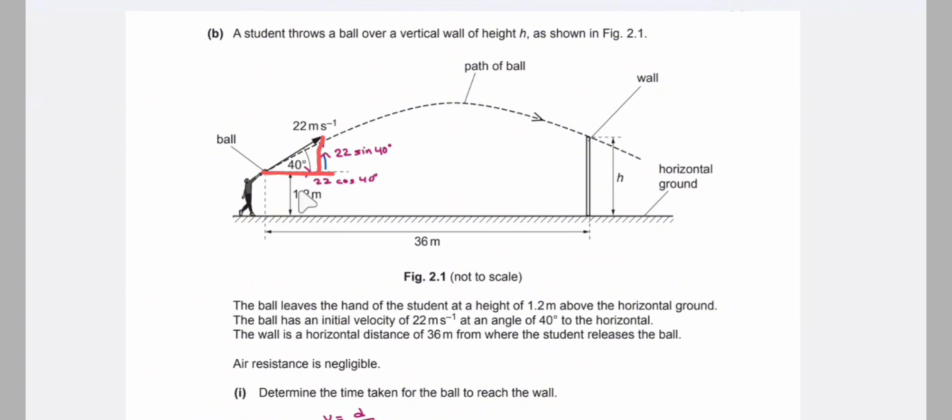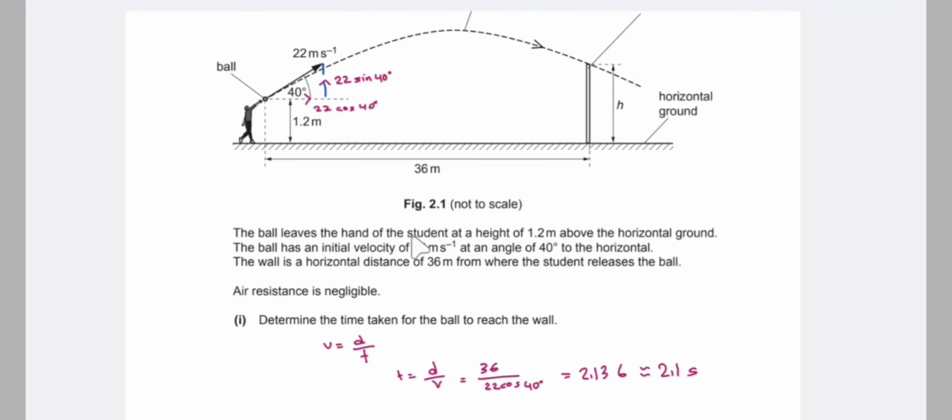Since it is a right angle triangle, the horizontal, that is the adjacent side, is 22 cos 40 and the opposite is 22 sine 40. So we break the velocity into its components.